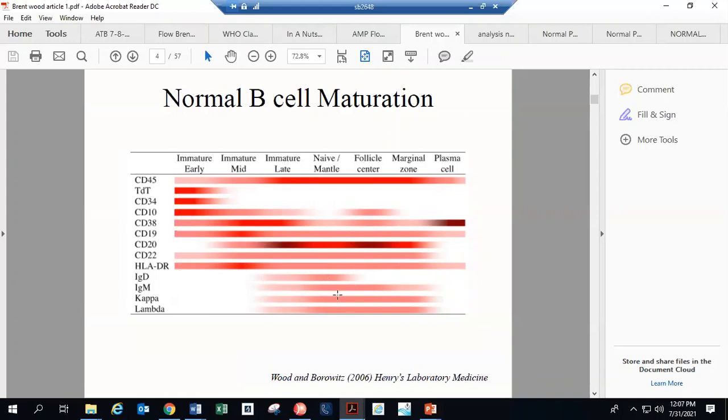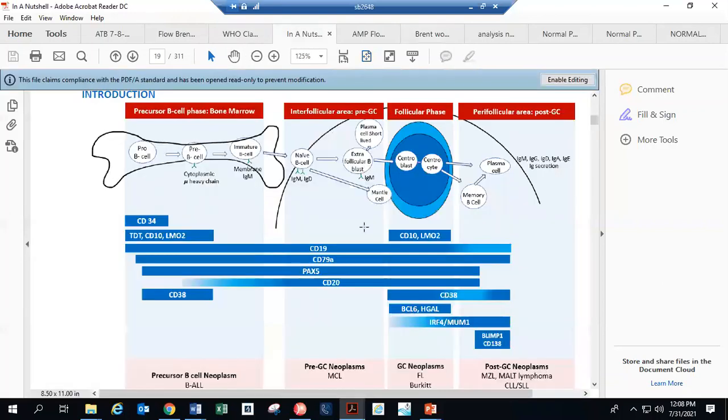Yeah, this IgD, IgM, kappa, lambda. So kappa and lambda will be more polyclonal in the case of normal B cells. IgD and IgM are more present towards the naive B cells, and I showed that here as well, that these naive B cells will start expressing IgM and IgD.